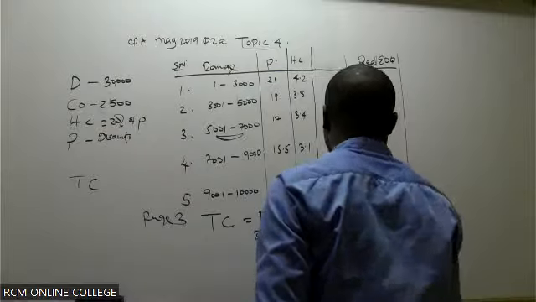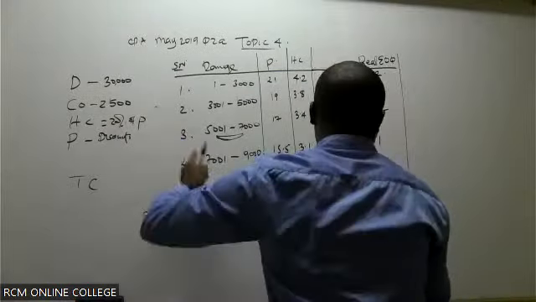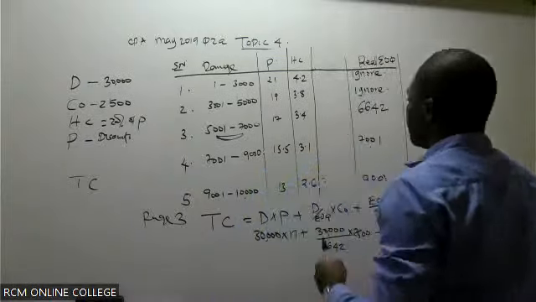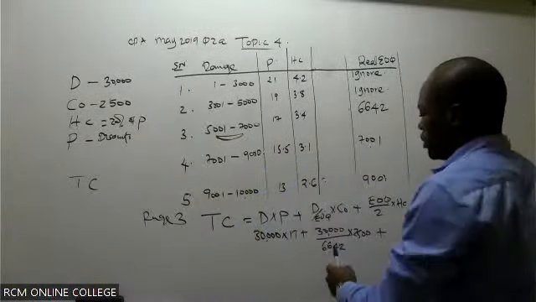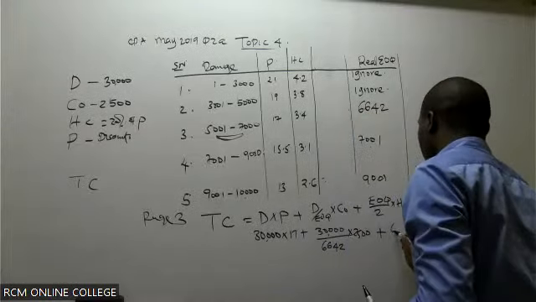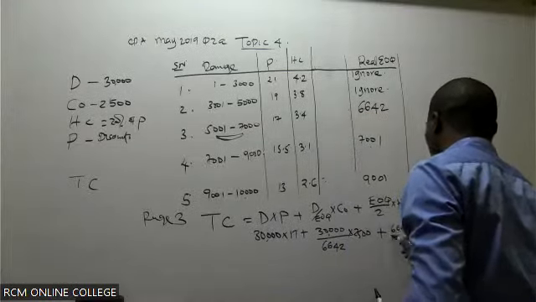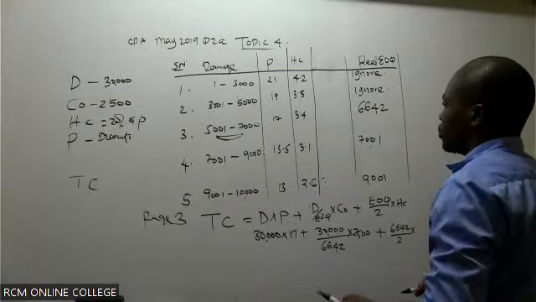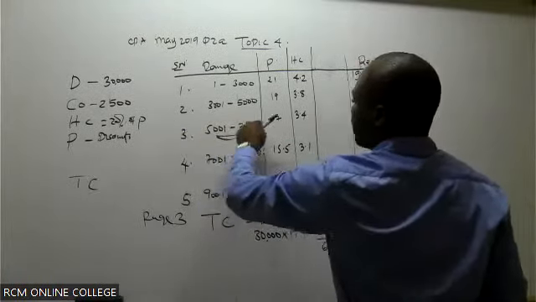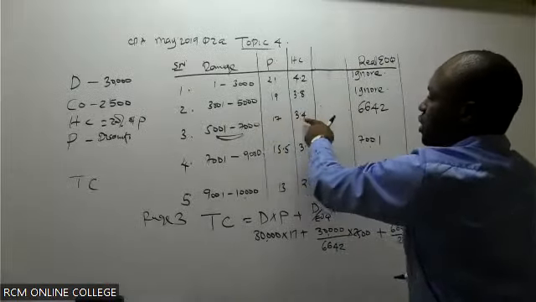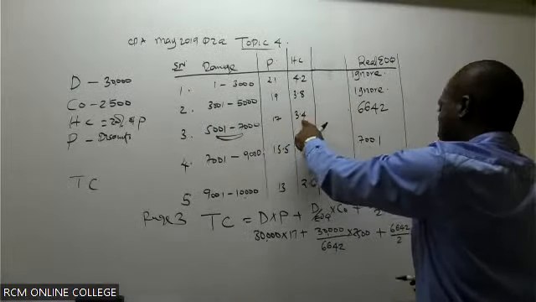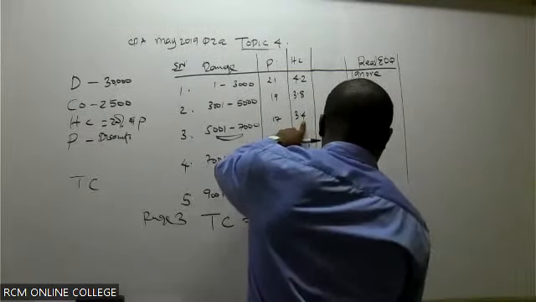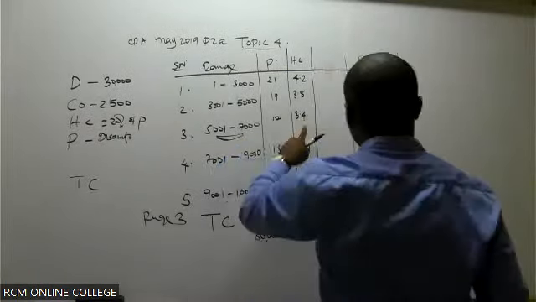66.42. We multiply by ordering cost, which is 2,500. To that, we add economic order quantity, which we picked, the real one. We divide by 2. We multiply by holding cost. What is the holding cost in range 3? The holding cost in range 3 is 3.4. If that is done, what are you getting as the total cost?